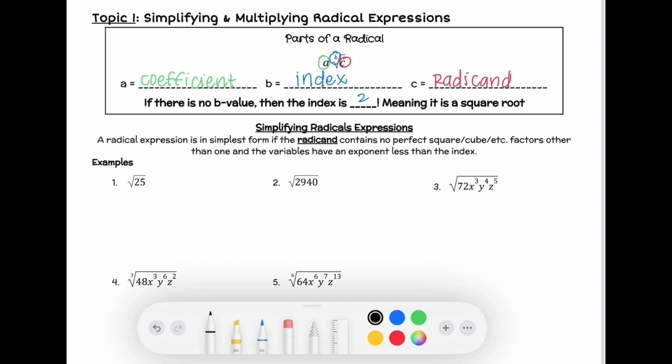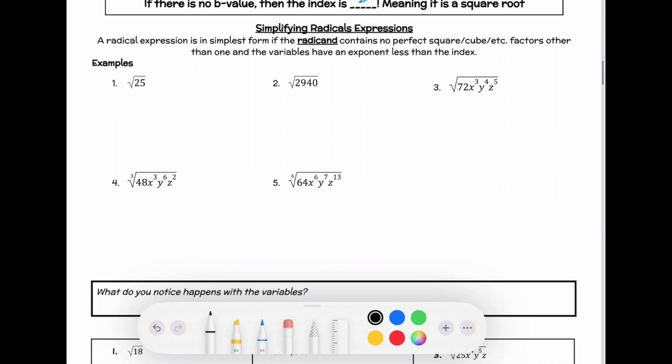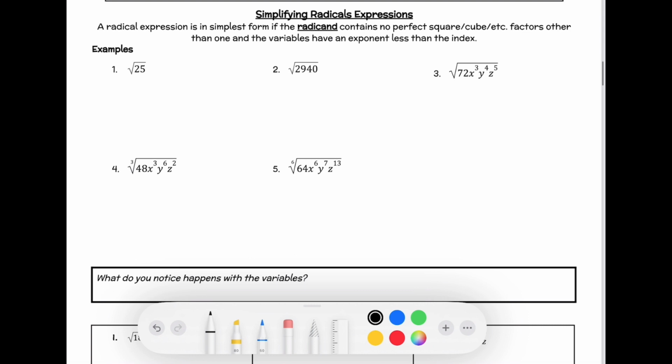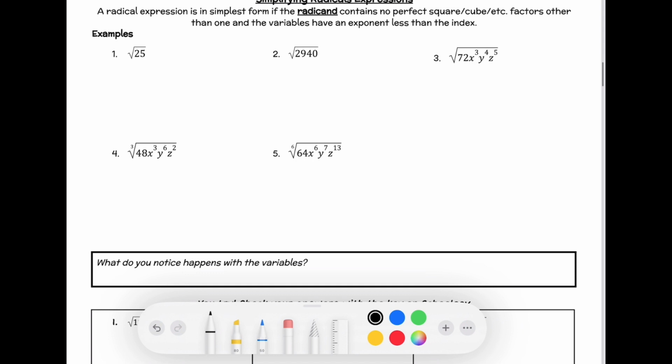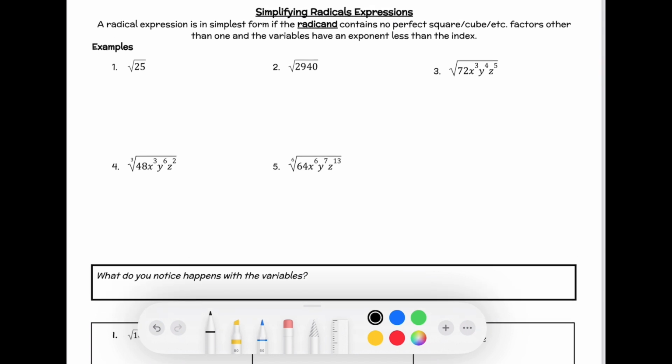We're going to be simplifying these first. So in order to figure out if something is in simplest form, our radicand is going to have no perfect square or perfect cube, depending on what the index of that root is. And it's going to have no variables that have more than the index. So that's going to make sense when we go through some of these examples.